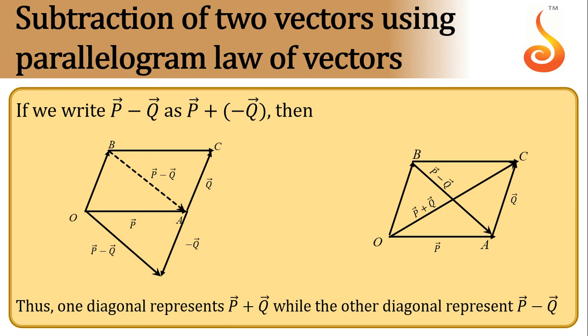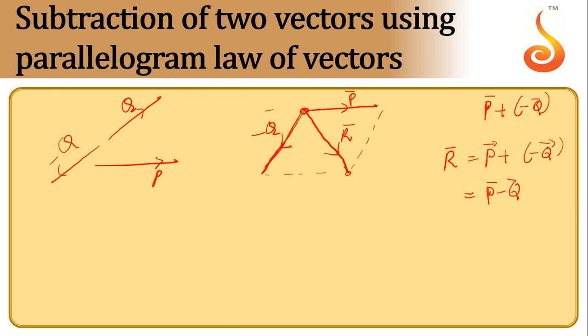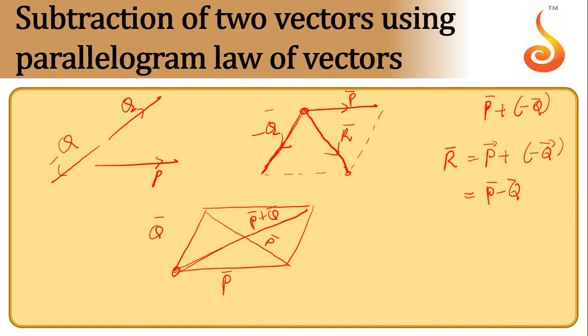You may observe a very important thing here. If you take a parallelogram constructed with the help of P and Q, this diagonal represents P plus Q. The opposite diagonal actually represents P minus Q. Keep this important information in mind.